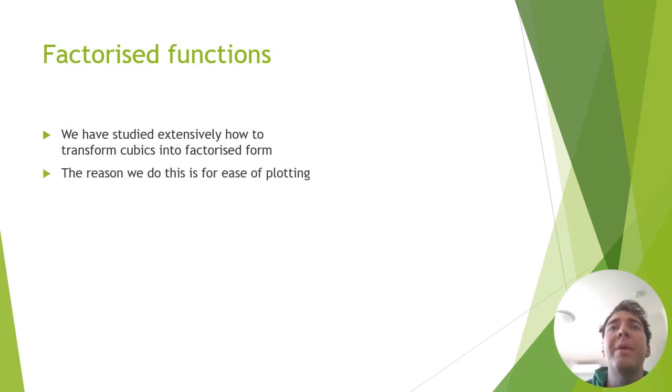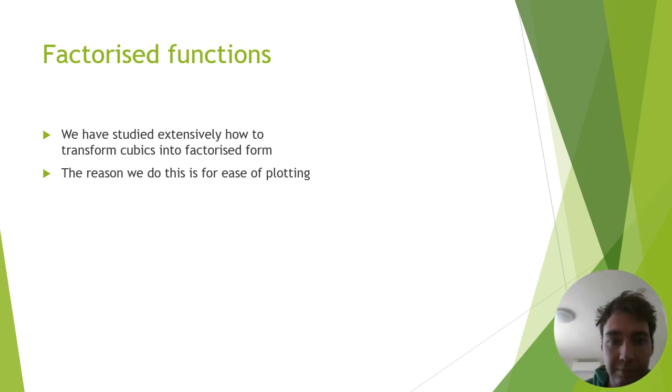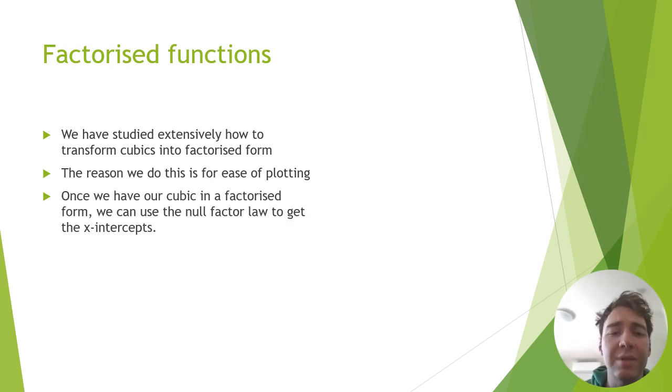You might remember from our study of quadratics, when we have factorized form, that makes it really easy for us to plot things because it gives us the x-intercepts. If you have your factorized cubic, you set it equal to 0 and you solve for x, that gives you the x-intercepts. You can solve by using that null factor law. And let's see that in action right now.